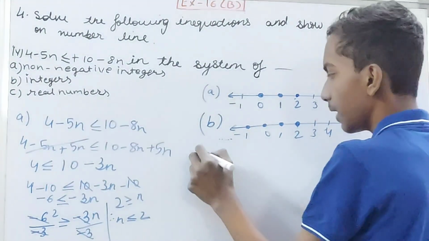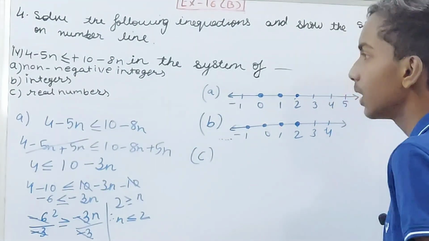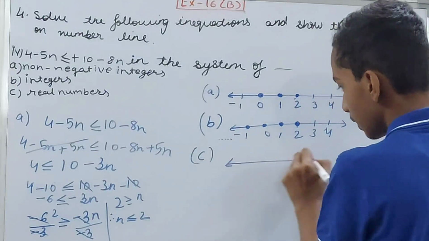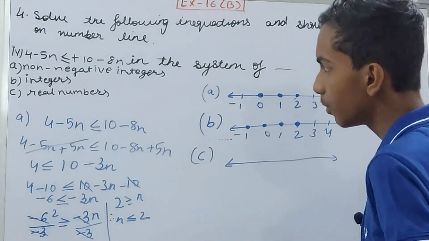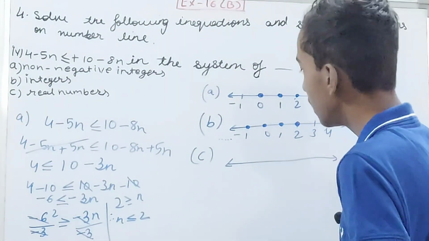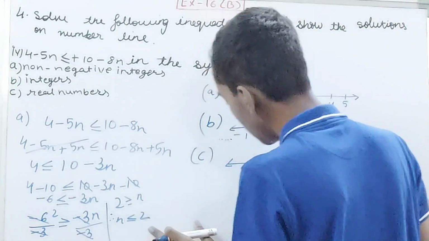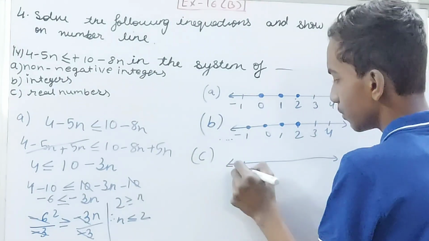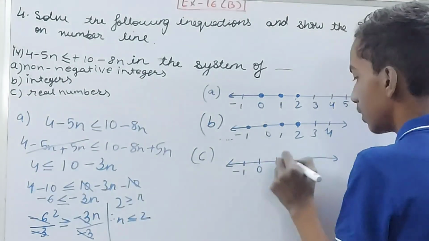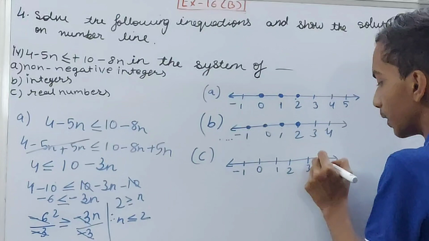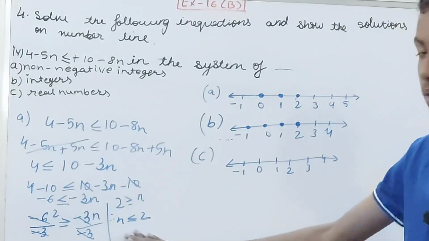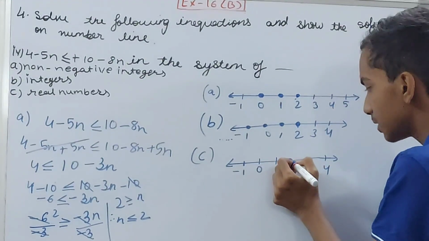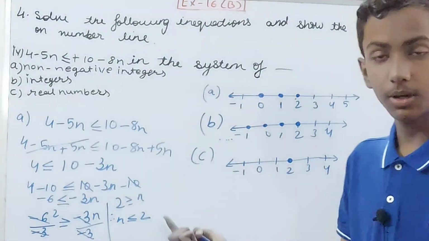Then we have in C, what have we got? Real numbers, right? C. Here we have to mark what? Real numbers. So in real numbers, what you see, less than or equal to is there. First of all, I'll begin with minus 1, 0, 1, 2, 3, 4. Now your less than or equal to is there. That means I'll put a shaded circle on 2 because it means less than or equal to 2.